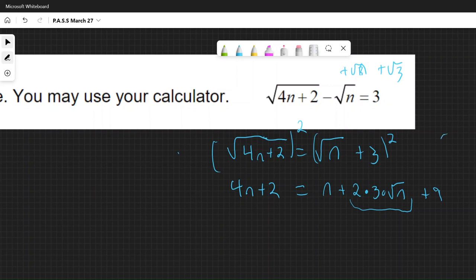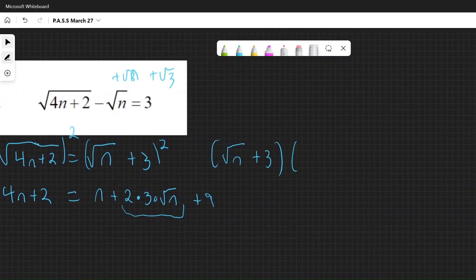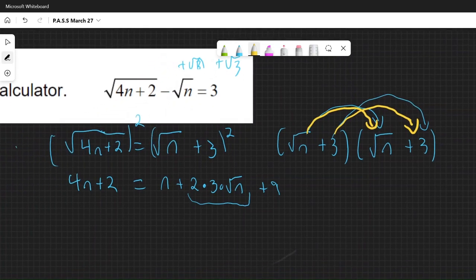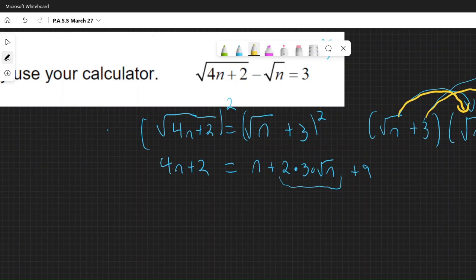The reason this works is because when you're multiplying this together, we're going to have each of these individual terms squared, but then we're going to have two of them multiplied together by the other term, so that's why you can do that distribution if you'd like. So just simplifying this out, 4n plus 2 equals n plus 6 root n plus 9.